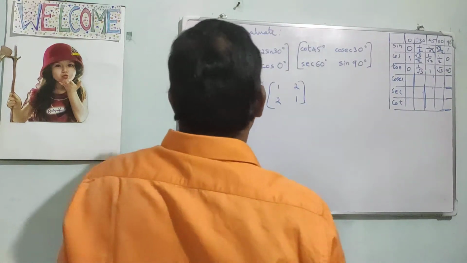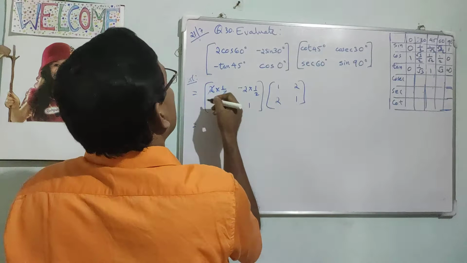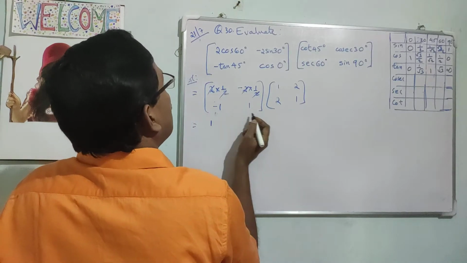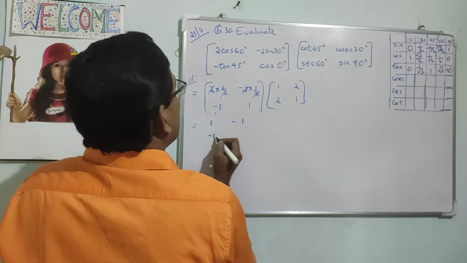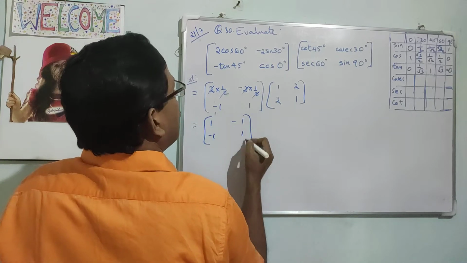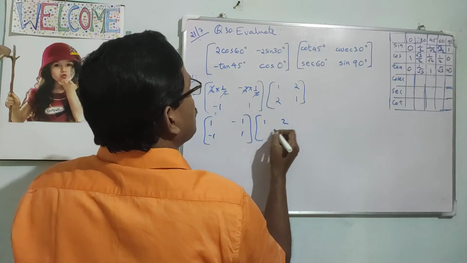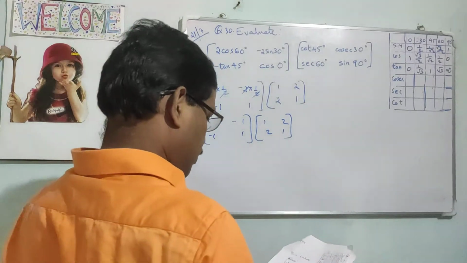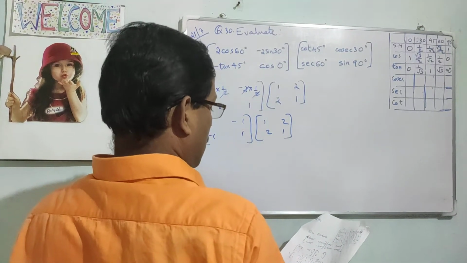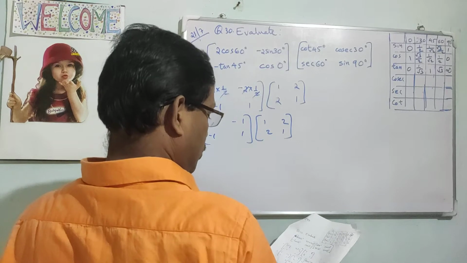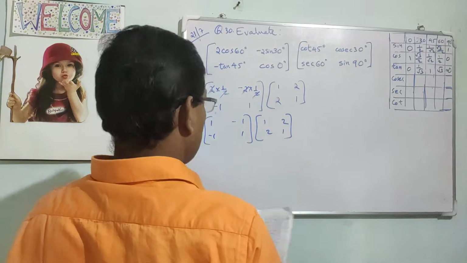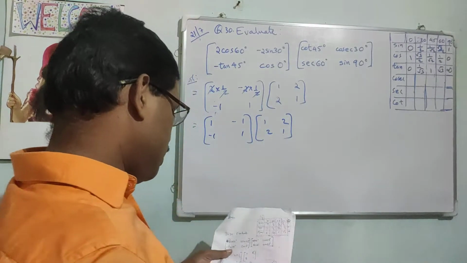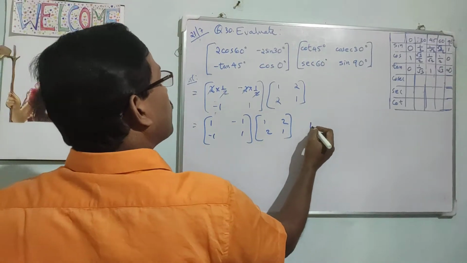Now this is to be simplified. 2 by 2 gone. What do you get? 1, minus 1, negative 1, 1 here, and here we have 1, 2, 2, 1. Multiply these. You know how to multiply them. Matching elements are multiplied. This is homework for you.